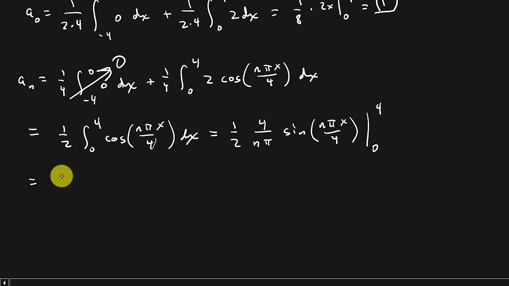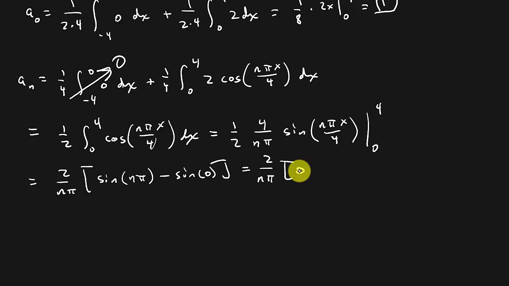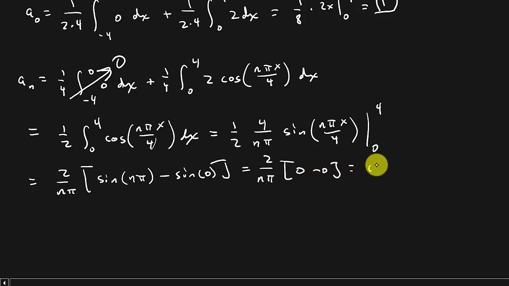So this is going to give us 2 over n pi times the sine. Now I'm plugging 4 in for x. The 4's cancel out, so I'm left with sine of n pi minus, and then I plug the 0 in for x, so that's just the sine of 0. The sine of n pi, it doesn't matter what n is, it's 0. Sine of pi, sine of 2 pi, 3 pi, 4 pi, all that's 0. Minus 0, which means a sub n is 0.